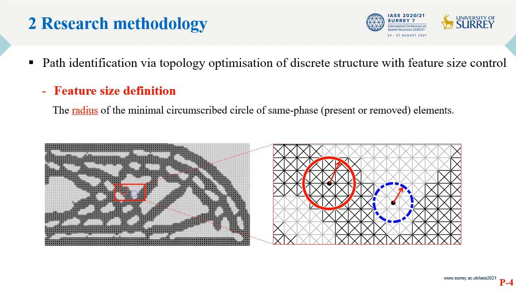Here is a typical result of the topology optimization of discrete structures. The black lines represent the solid elements which are present. The gray lines represent the void elements which have been removed. The red circle circumscribes the solid elements, and its radius is defined as the feature size of the solid phase. The radius of the blue circle is the feature size of the void phase.